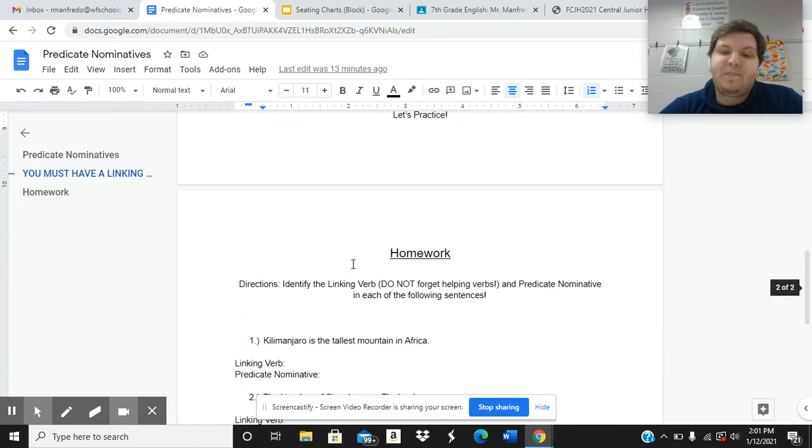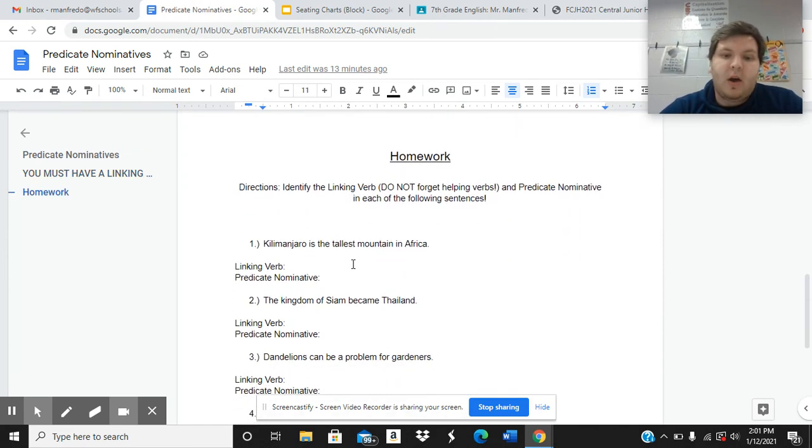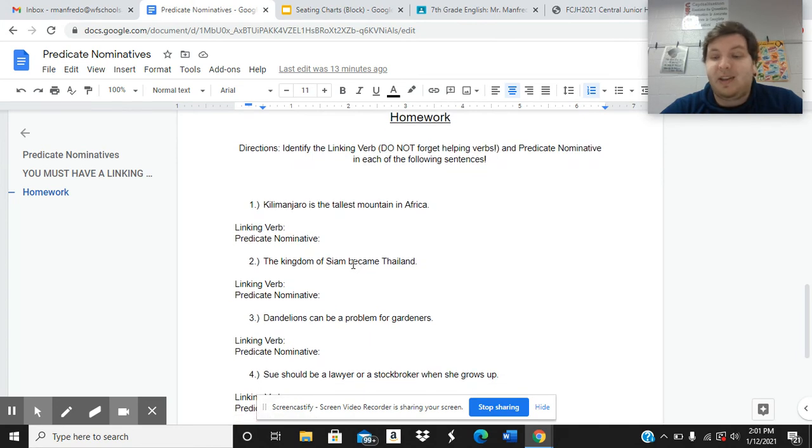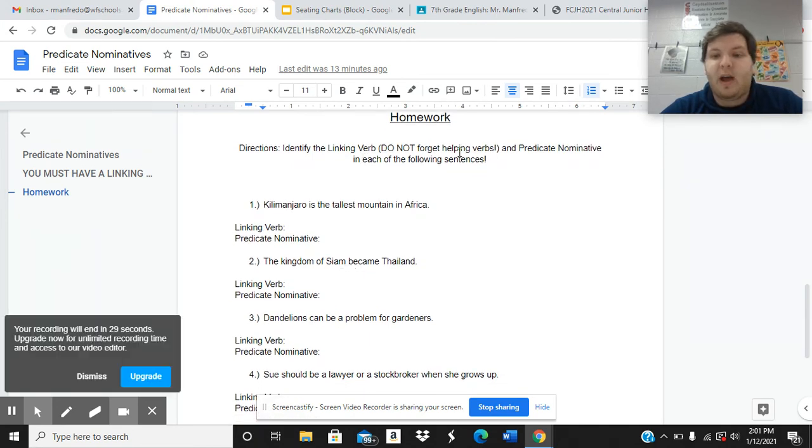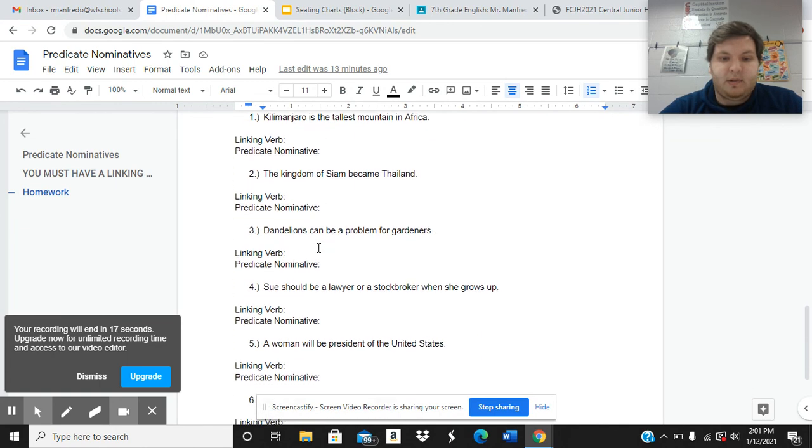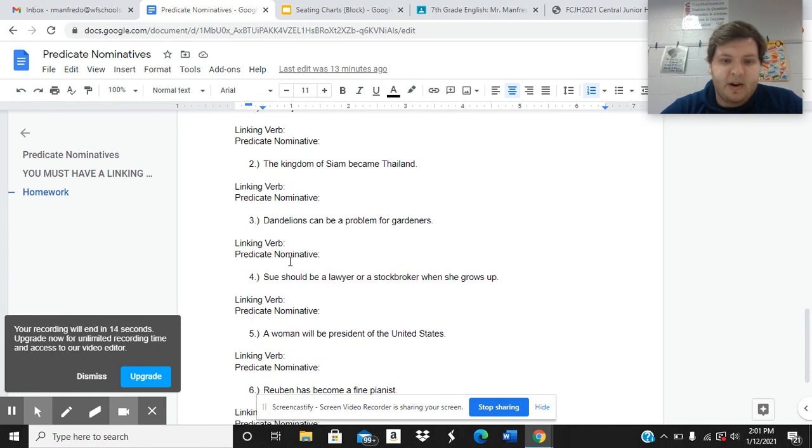As far as your homework, all I need you to do is find your linking verb, which you guys should have no problems with. And then after you find your linking verb, I want you to type in your predicate nominative in this blank right here. Make sure that you do not forget your helping verbs if you have a verb phrase in your sentence. So let's see, like number three here, can be. I'll give you a little hint. That is a verb phrase, and so you need to include both of those words.